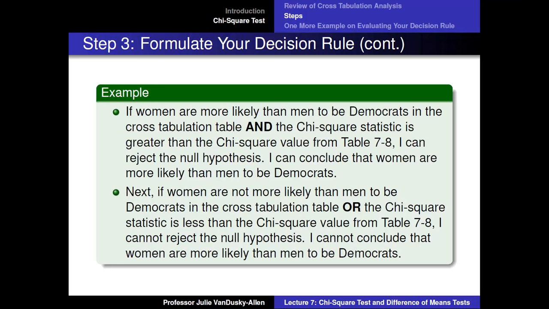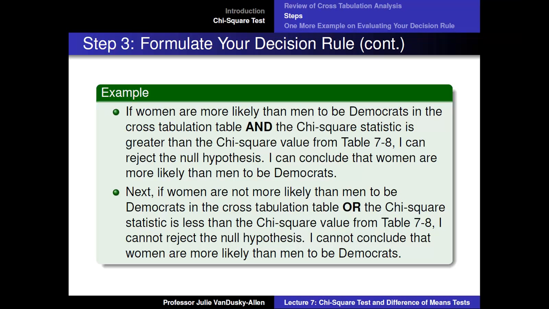Applying this to our example where we expected women to be more likely than men to be Democrats, we should write, if women are more likely than men to be Democrats in the cross-tabulation table, and the chi-square statistic is greater than the chi-square value from table 7-8, I can reject the null hypothesis. I can conclude that women are more likely than men to be Democrats.